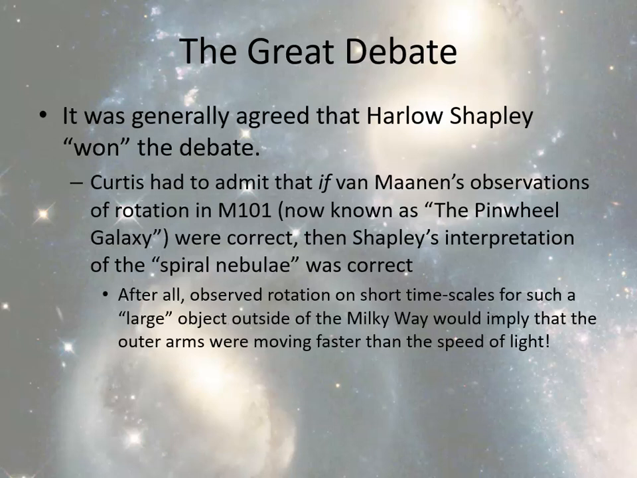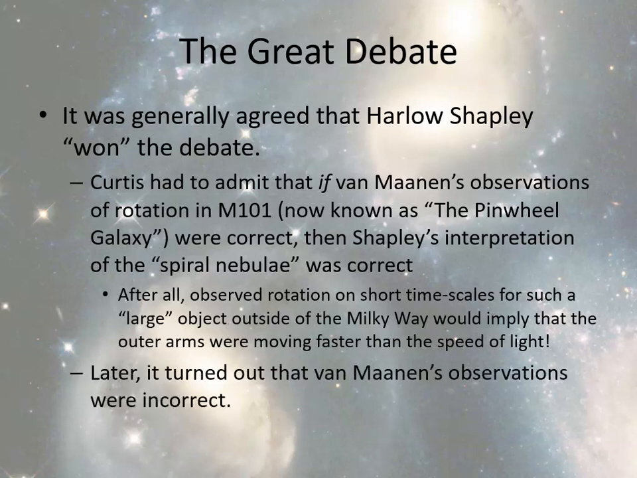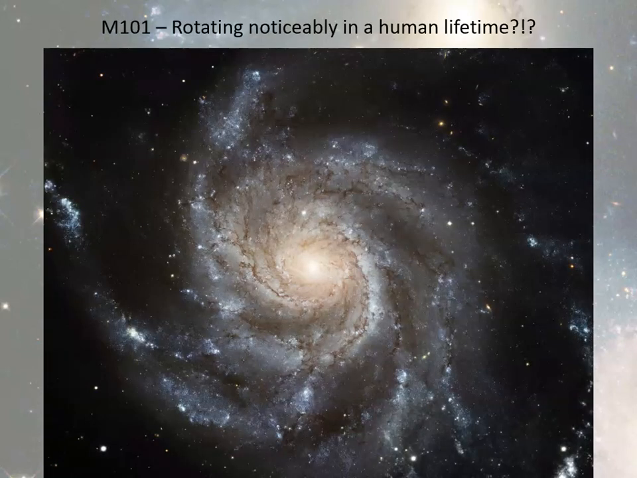If those observations were correct, then Shapley's interpretation of the spiral nebulae was probably correct. But that seemed a little bit hard to really confirm. It eventually turned out that von Maanen's observations were incorrect. So here is M101, the Pinwheel Galaxy.